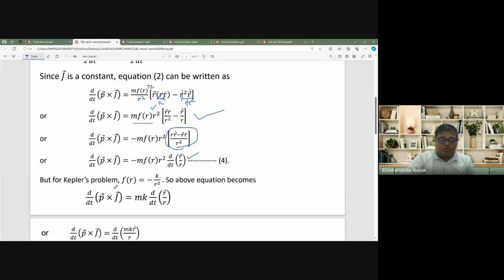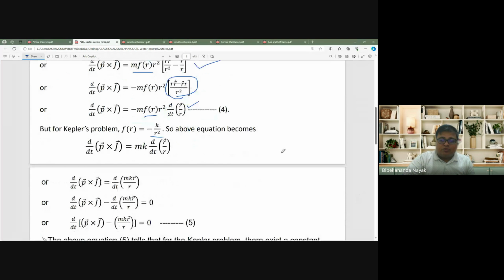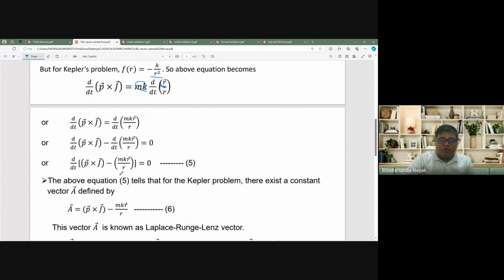So for Kepler's problem, F(r) is minus k by r squared. Putting that in, the r squared cancels, minus plus. So mk d by dt of P cross J is equal to mk d by dt of r vector by r. Since mk is a scalar quantity, I can take it inside the bracket. So d by dt of P cross J becomes d by dt of mk r by r. Taking one side, d by dt of (P cross J minus mk r by r) is equal to 0. That means the derivative of the quantity P cross J minus mk r by r is 0.